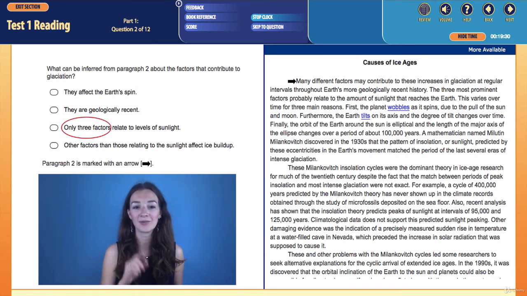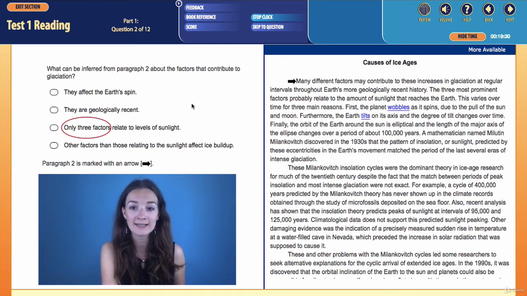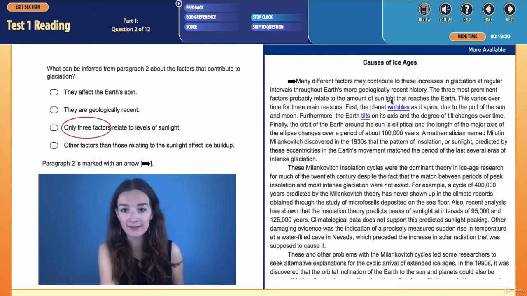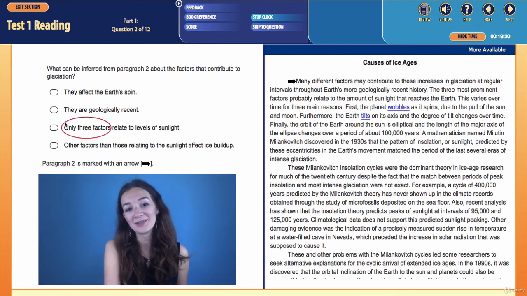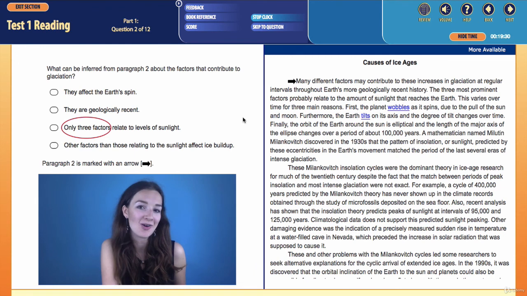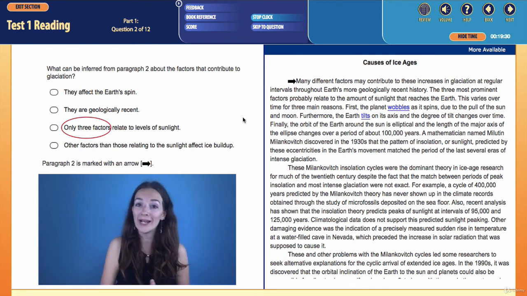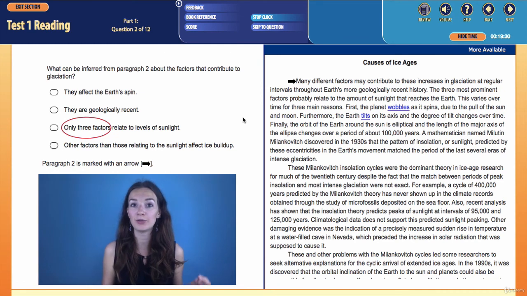Only 3 factors. So the word only now makes this answer choice wrong, although the rest of it is pretty great. Here we have 3 most prominent factors probably relate to the amount of the sunlight, and here we have only 3 factors relate to the levels of sunlight. They even did some of the rephrasing. Here it's levels, here it's amount, but they use the word only, and so we know this is wrong. We can't choose this answer. All right, so these are the tricks that you need to be aware of. So the answer choices that you cannot choose because they're always wrong. So keep them in mind. Do not forget about it when you do your reading section.